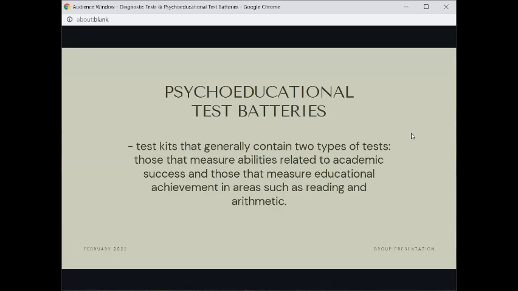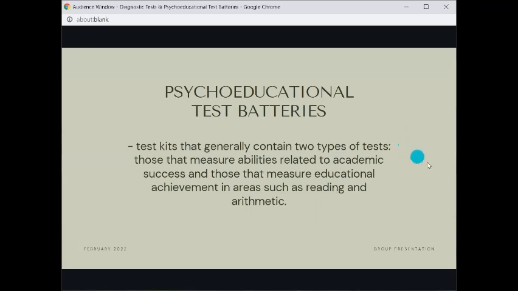So it generally contains two types of tests: those that measure academic success of students and those that measure educational success in areas such as reading and arithmetic. And this allows a comparison of student performance with other students and evaluates the strengths and weaknesses, which enables the teacher to plan effective interventions. And so, for this topic, let's begin by discussing the psychoeducational battery, the Kaufman Assessment Battery for Children, and its revised second edition as presented by Mr.